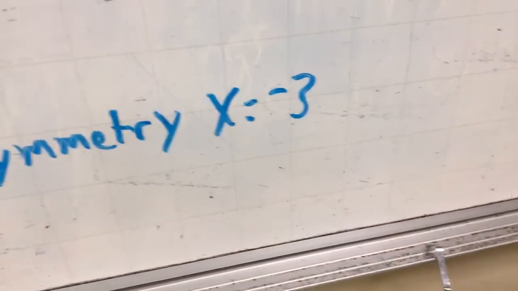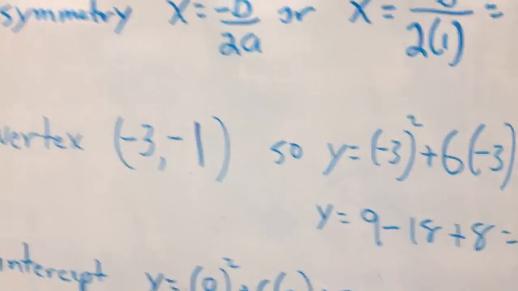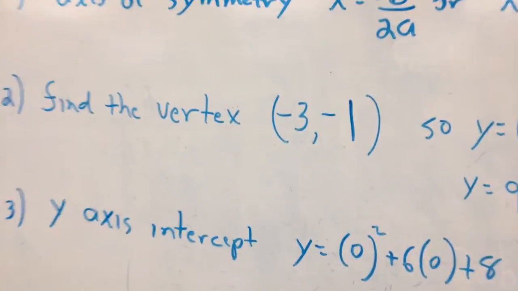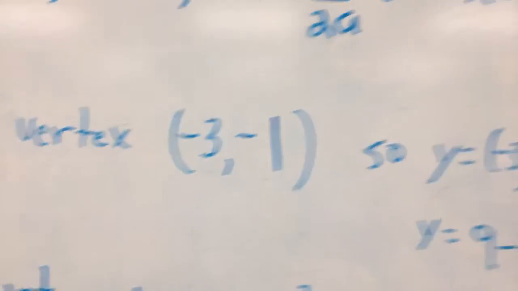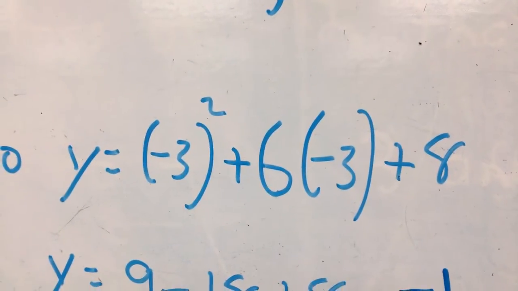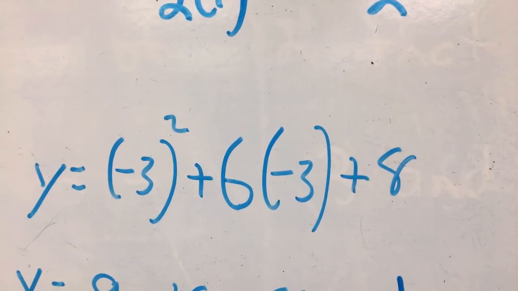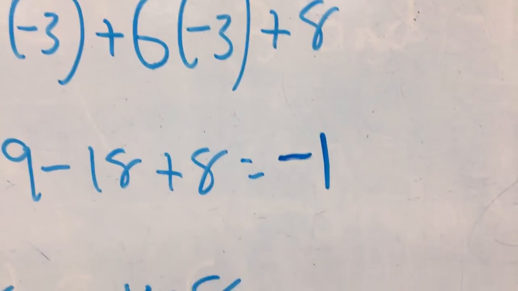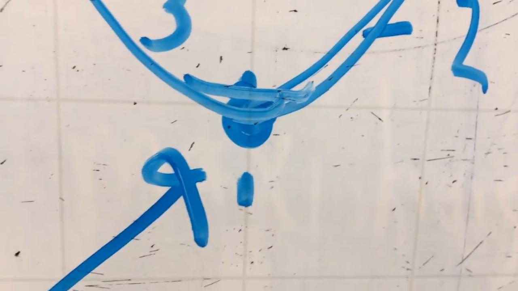So I came over here and I sketched my axis of symmetry at x is equal to negative 3. That's the first thing I did. I went up to my graph paper and I sketched my axis of symmetry. To find the vertex, you know the x value is negative 3. Take the negative 3, plug it into your equation. Negative 3 squared plus 6 times negative 3 plus 8. Negative 3 squared is 9. Minus 18 plus 8 is negative 1. So there is my vertex. So I came over here and I plotted my vertex. I put it on the paper. There it is. Okay? Vertex.